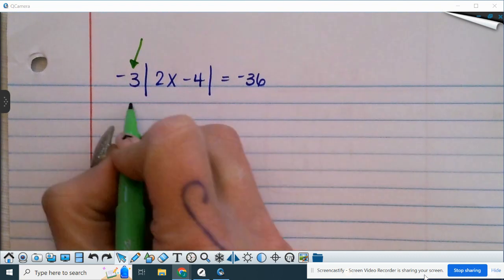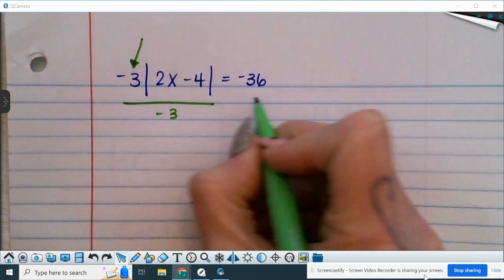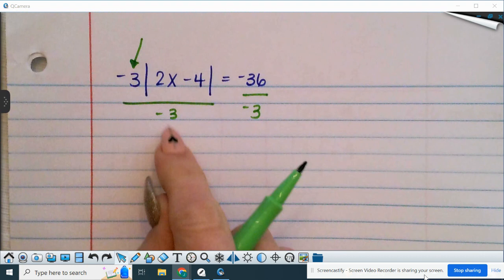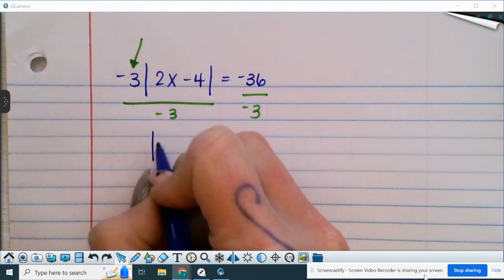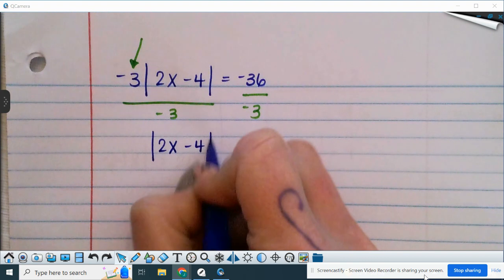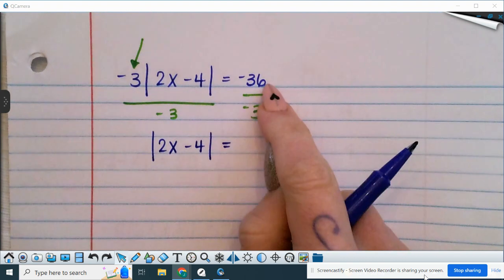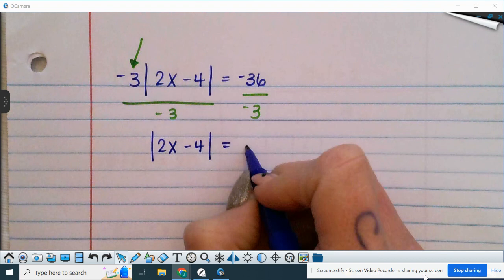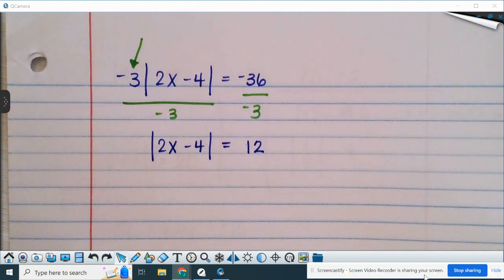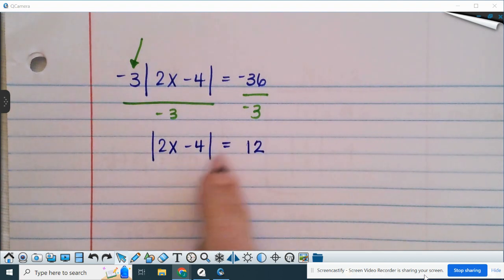So we're going to divide both sides by -3 because that's the inverse of multiplication. That's going to give me the absolute value of 2x minus 4 is equal to -36 divided by -3. So a negative divided by a negative gives us a positive 12. Now we have absolute value and an output by itself.